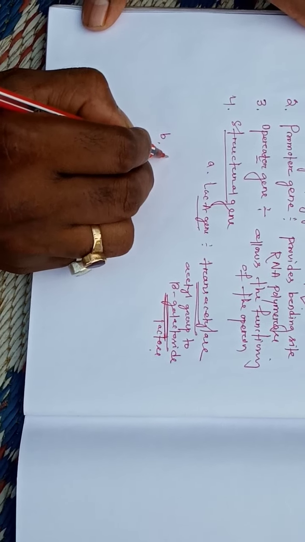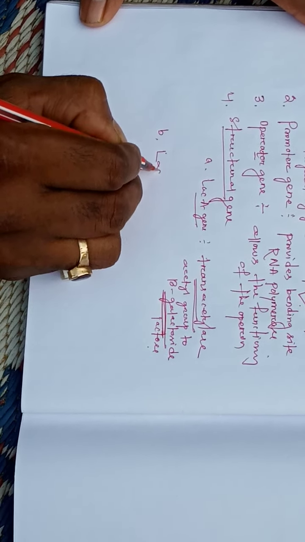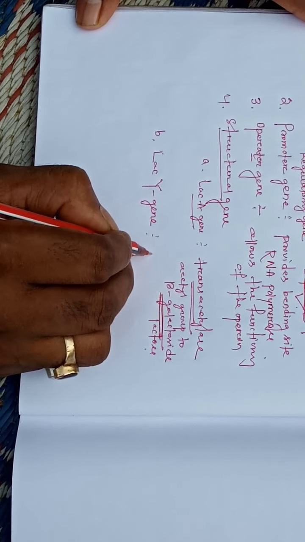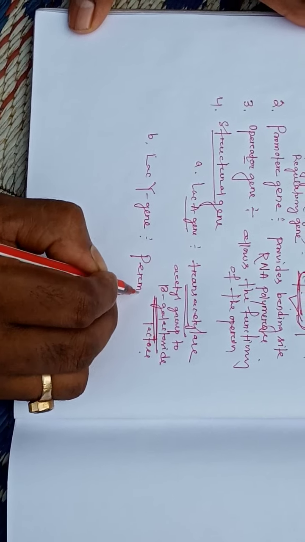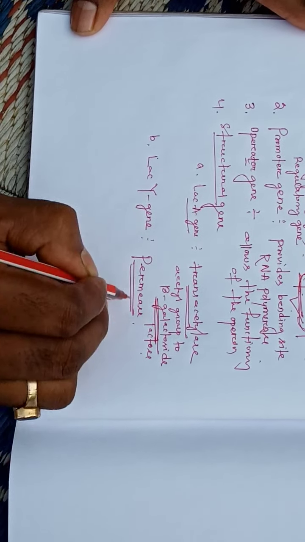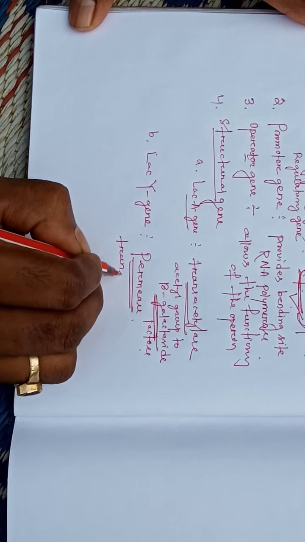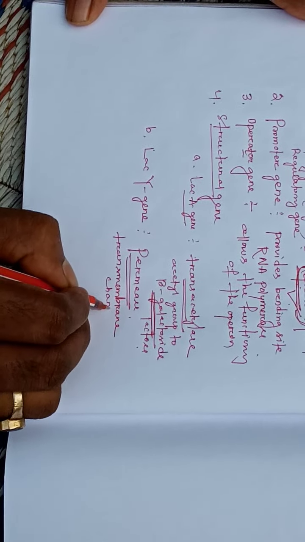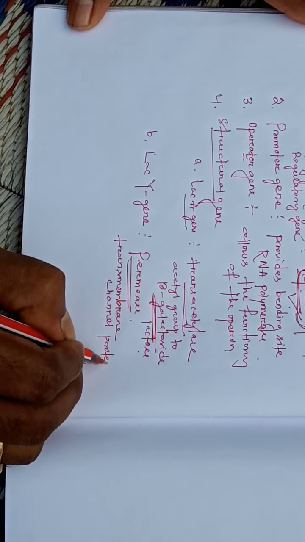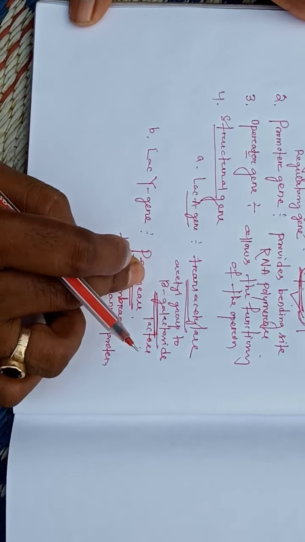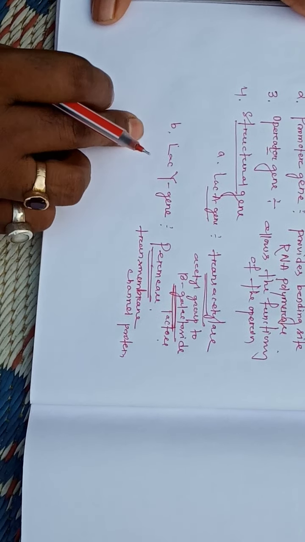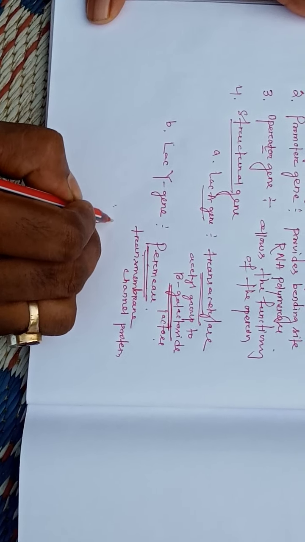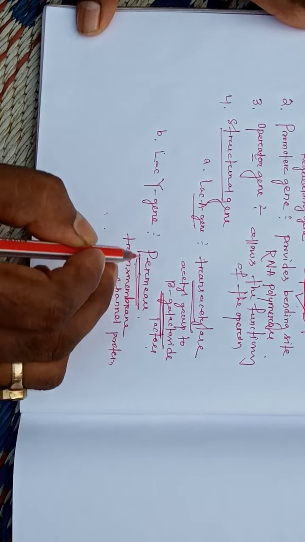Then the second structural gene is the Lac Y gene. This gene codes for an enzyme, permease. This is a transmembrane channel protein. This permease enzyme allows the entry of lactose, the disaccharide lactose, into the bacterial cell.